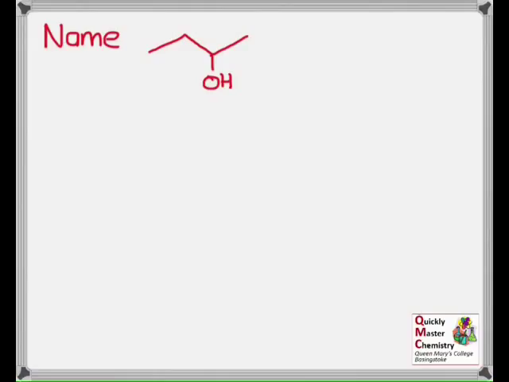No doubt by now you're dying to have a go yourself. So some little practice examples coming up here. For the first one, come up with the systematic name for this alcohol drawn in the skeletal formula format.